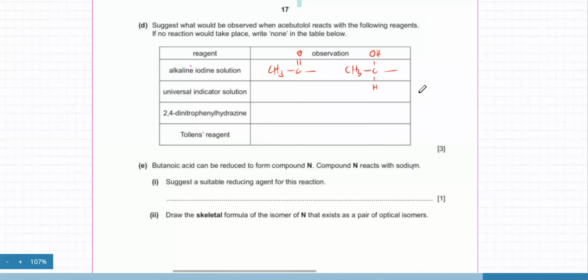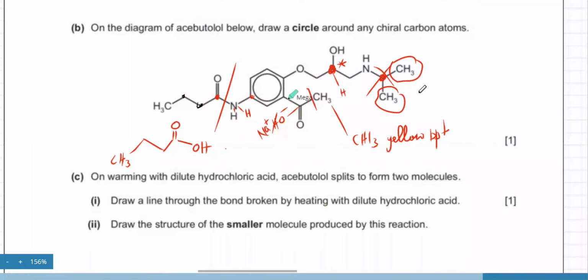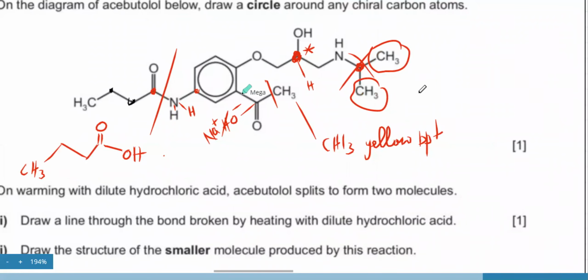What about the universal indicator solution? Why would it react with the universal indicator solution? Is it acidic or not? There is no acid group. There's an alcohol group. There's an amine group. Amines are basic, weakly basic, capable of attracting H plus ions. So what you can suggest is that it might be weakly basic.